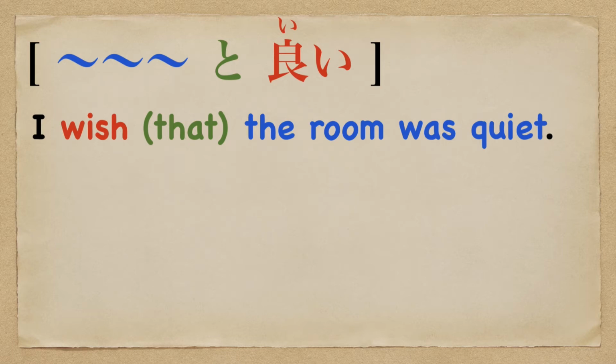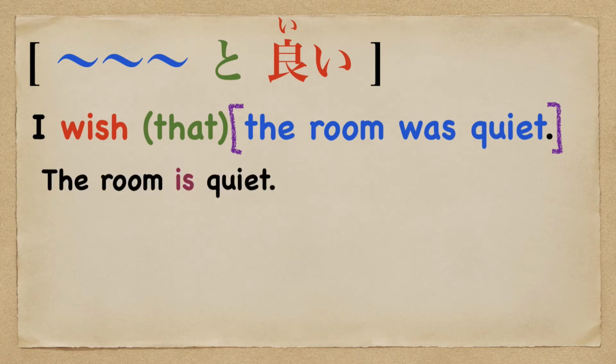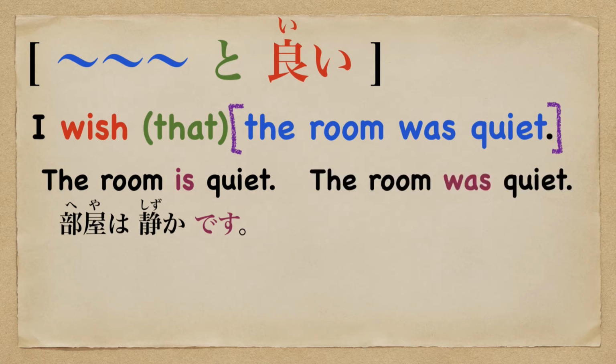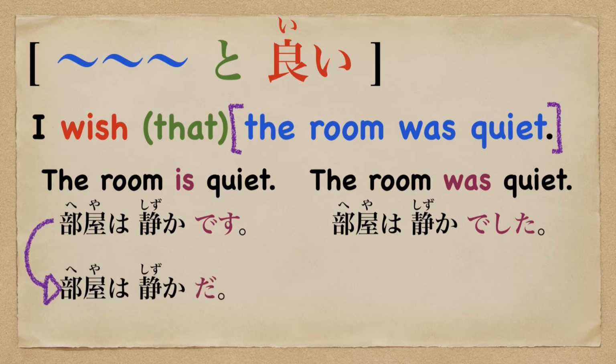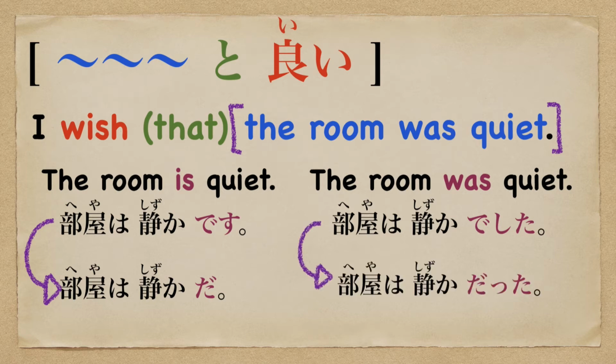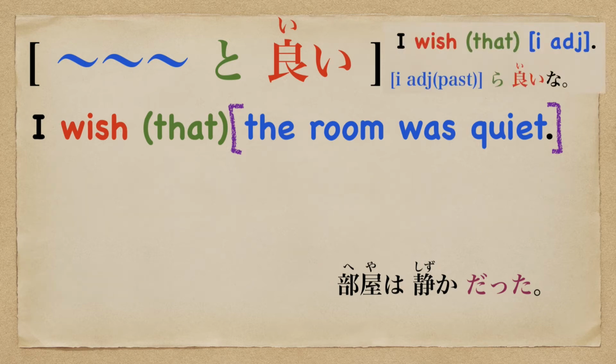Alright, next. I wish the room was quiet. So can you say the room was quiet in Japanese? The room is quiet. 部屋は静かです。The room was quiet. 部屋は静かでした。The room is quiet. 部屋は静かです。Can be changed. 部屋は静かだ。The room was quiet. 部屋は静かでした。Can be changed. 部屋は静かだった。So this is almost the same rule as e adjective.